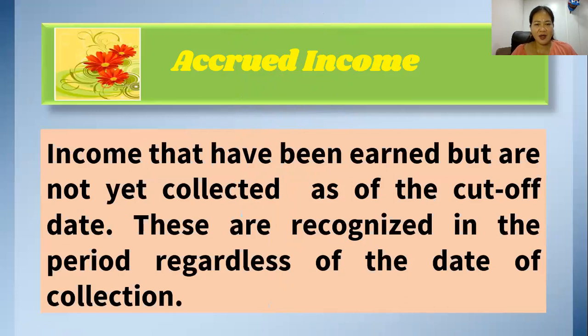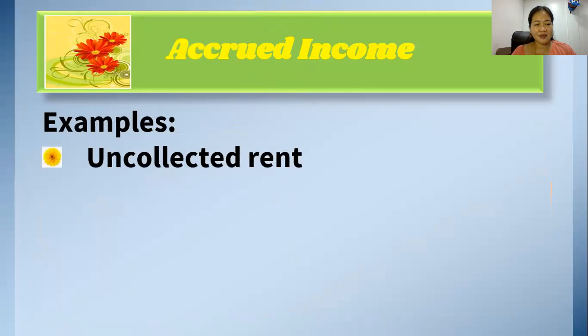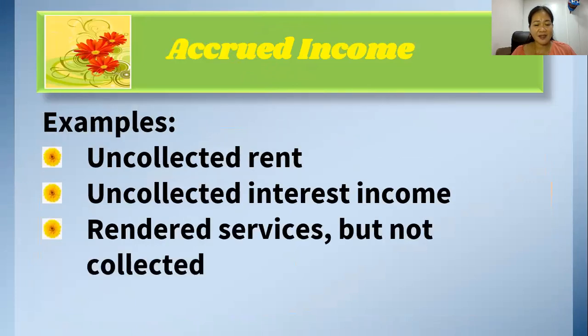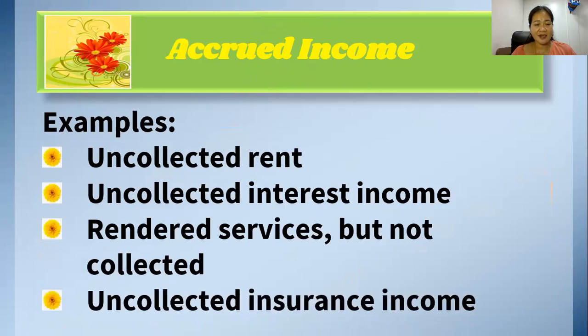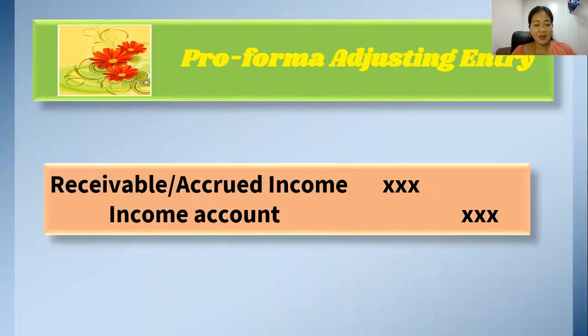Then we now proceed to accrued income. These are income that have been earned but are not yet collected as of the cutoff date. These are recognized in the period regardless of the date of collection. Examples: uncollected rent, uncollected interest income, rendered services but not collected, uncollected insurance income. The pro forma adjusting entry for accrued income is a debit to accrued revenue and a credit to revenue account, or a debit to receivable or accrued income and a credit to income account.